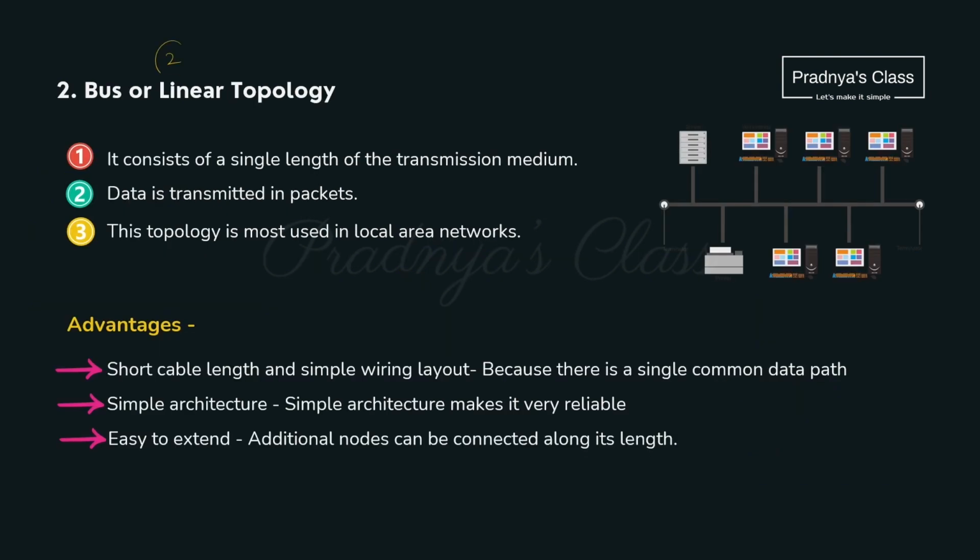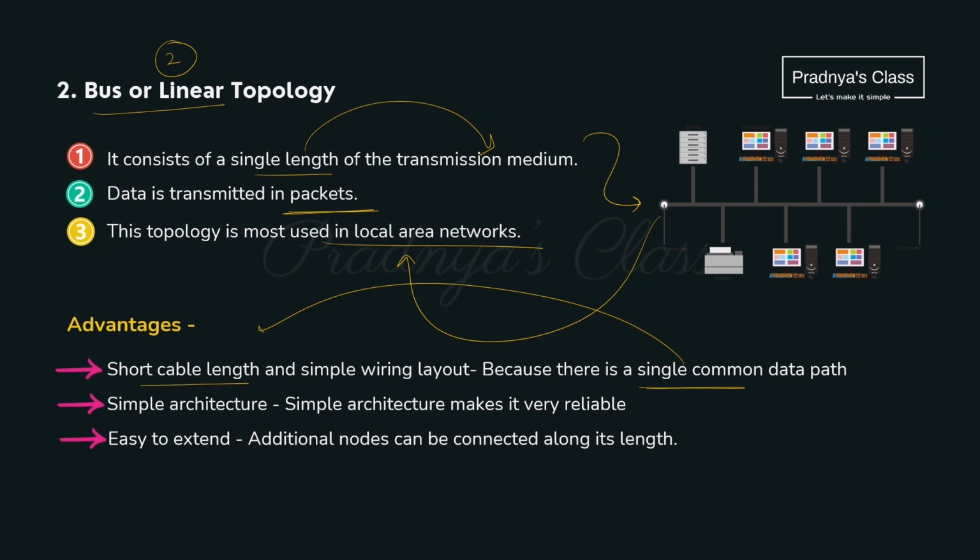The second topology is bus, or we can call it linear. Look at the diagram. We will have a single length of the transmission media. In this, the data will transfer in the form of packets. Generally, this topology is used in LAN. Here is a single common transmission line, that's why we need short cable length. It is a simple architecture and it is easy to extend.